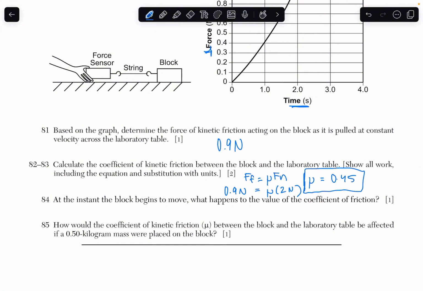84. At the instant the block begins to move, what happens to the value of the coefficient of friction? So the value is going to decrease. So let me tell you why the value decreases. It decreases because as the block begins to move, it takes less energy to keep it moving. It takes a lot more energy to make a block start moving than it does to keep something moving.